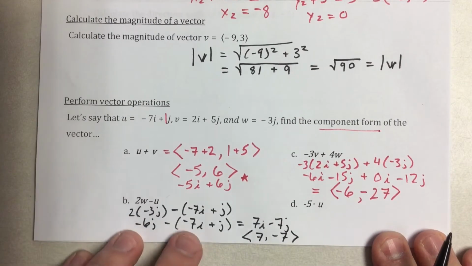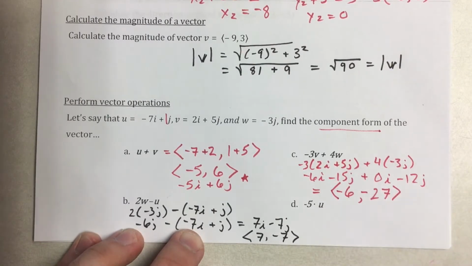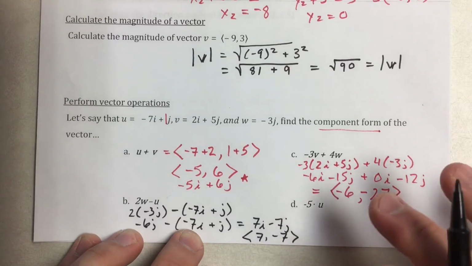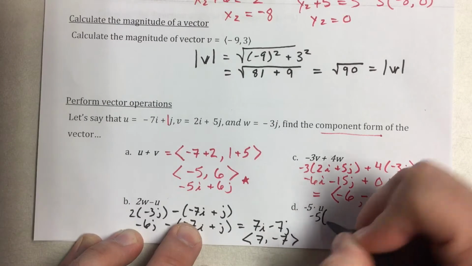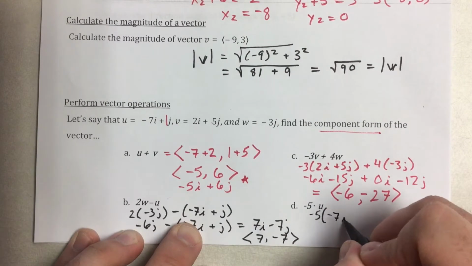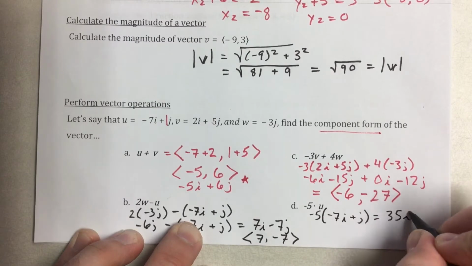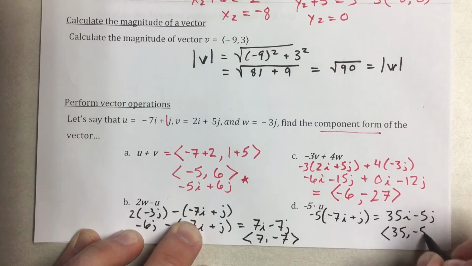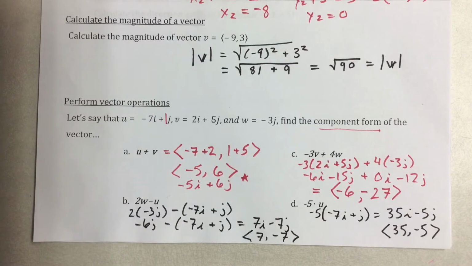All right, moving on to the next one. We have negative 5 multiplied by u. Now you might get this confused with the dot product that we'll look at eventually, but we're multiplying by a scalar, a number, not by a vector. So this is just what we did up here, multiplying u by negative 5. u is again negative 7i plus j, which would give us positive 35i minus 5j, so we get 35 comma negative 5. Okay, not that bad so far.